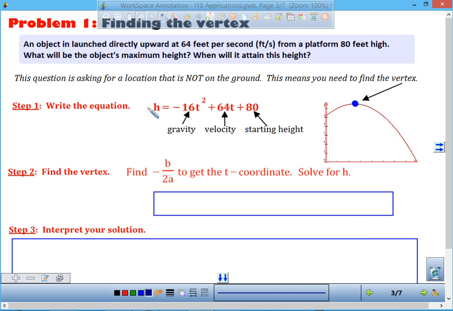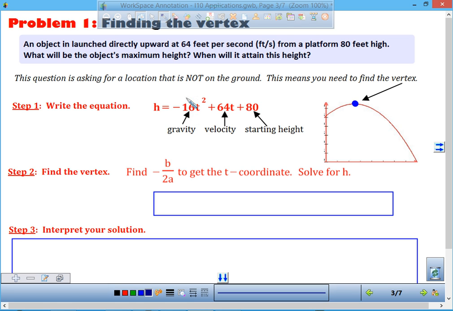So the first problem says an object is launched directly upward at 64 feet per second from a platform that's 80 feet high. What is the object's maximum height, and when will it attain this height? When we are looking at this, 64 feet per second is how fast it was launched, so that's our V, the velocity. 80 is the starting height, so that's C. And the negative 16 represents our gravity, which we've used before in this unit.